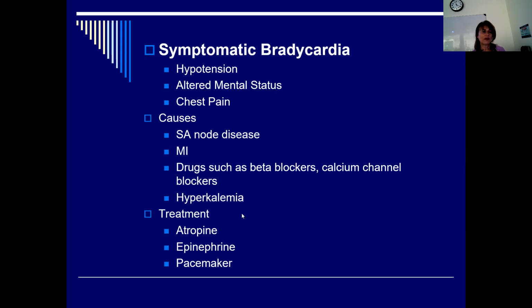Another cause of bradycardia is hyperkalemia. Too much potassium in the body will cause a slow heart rate. So if a patient is symptomatic, we want to treat them. Somehow we want to get the heart rate to be faster. There's a medication that you can give called atropine. And the way that atropine works is it blocks the parasympathetic system.